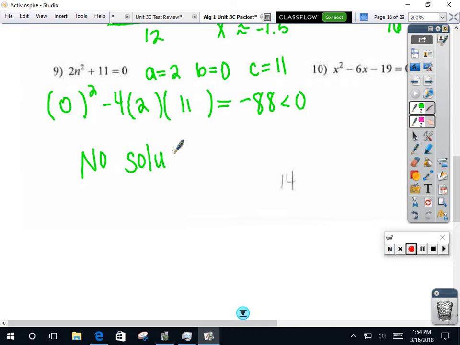To have one solution, the discriminant has to equal what? 0. If it's greater than 0, there's 2. If it's less than 0, there's none. If it's exactly 0, there's 1. Now, on a graph, what would this look like? What would happen? Right, it wouldn't hit the x-axis anywhere. There would be no x-intercepts.